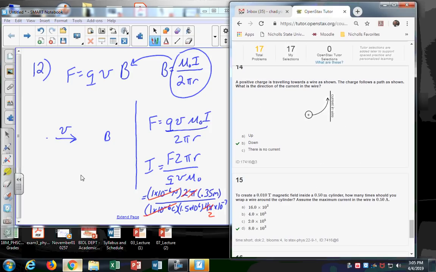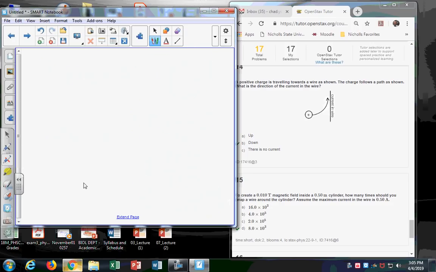Okay, so we've done them like this before, but it's still good. You might see something like this on the test. I'm calling this number 15. This is your number on it. And I want to know if I have a current in a wire and I have a positive charge that goes like that, what is the direction of the current? So two-step problem. First I need to figure out what's the direction of the magnetic field that caused this.